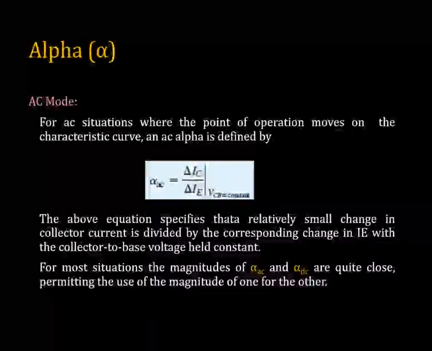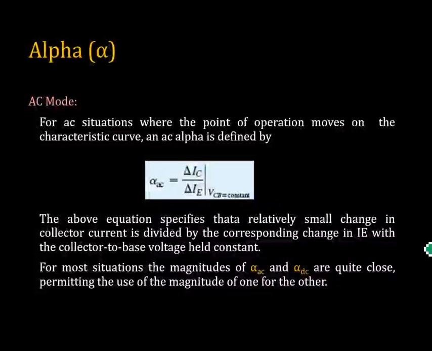Now this is the alpha in AC mode. For AC situations, where the point of operation moves on the characteristic curve, AC alpha is defined. That is the operation of the amplifier as it moves on the characteristic curves. It is not DC. So this is for delta IC by delta IE.